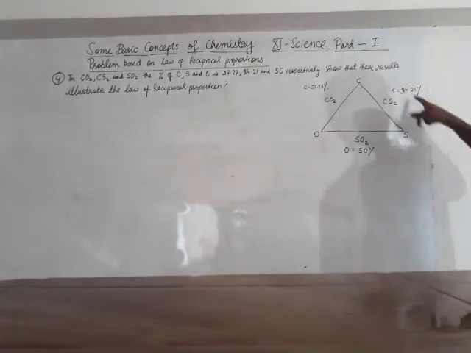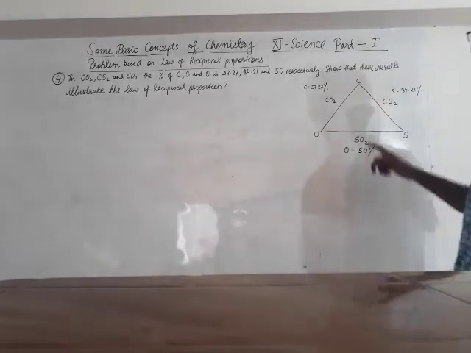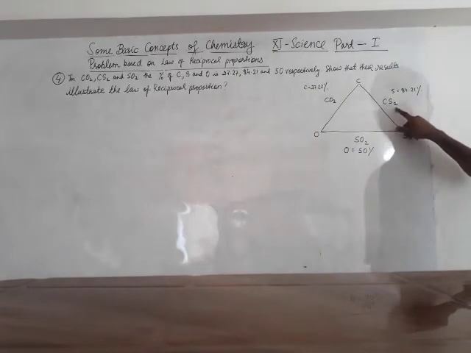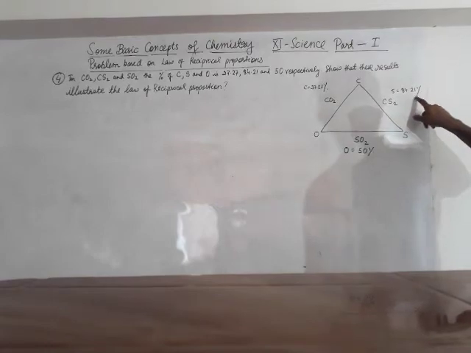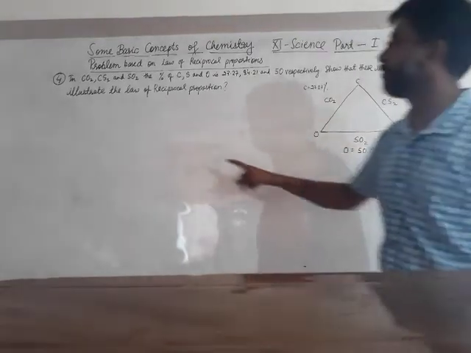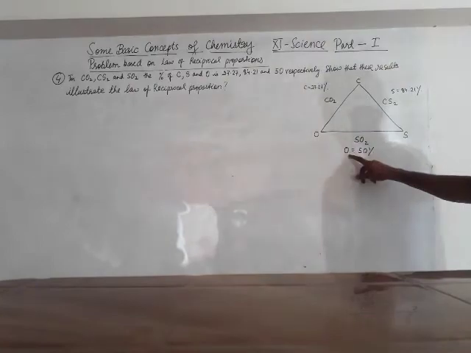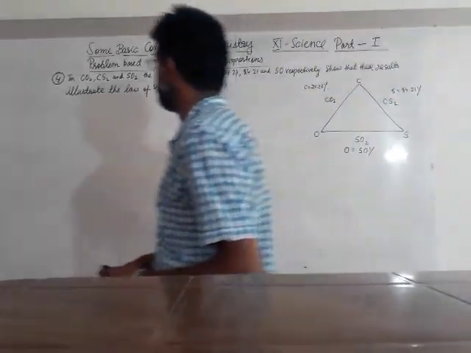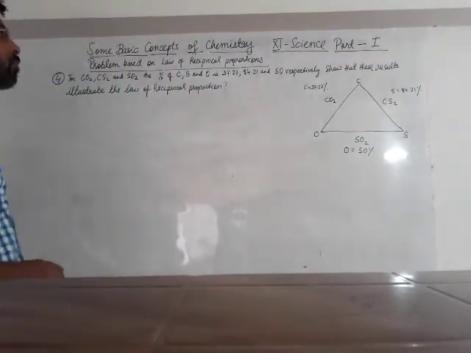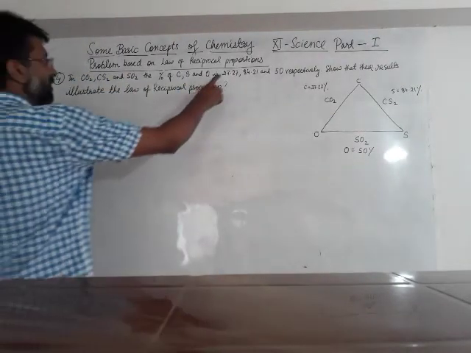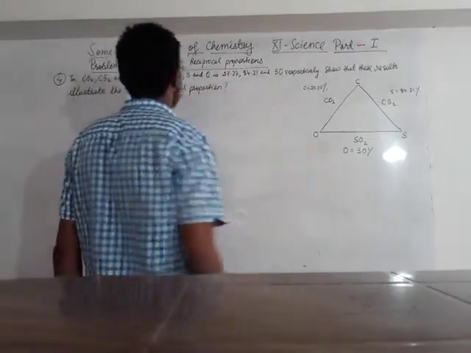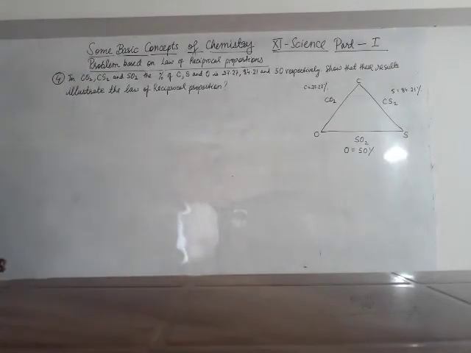This illustrative diagram is not a part of the question. I have drawn this diagram to explain to you how to solve this and how to understand this question. In carbon disulfide, the percentage of sulfur is 84.21%, and in the third compound, sulfur dioxide, the percentage of oxygen is 50%. So now, using this data, we have to show that these results, 27.27, 84.21 and 50%, illustrate the law of reciprocal proportion.